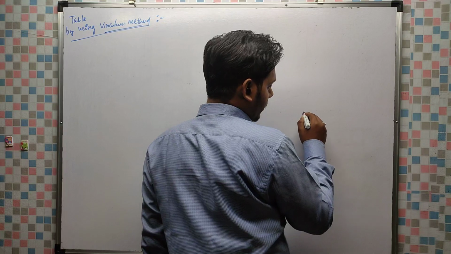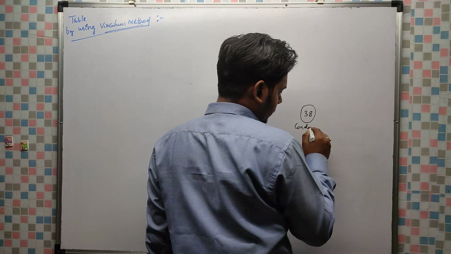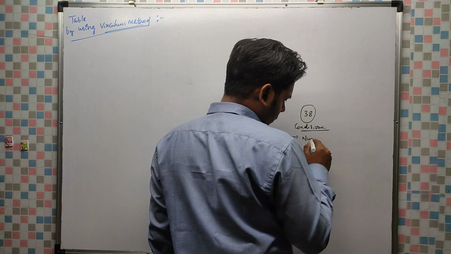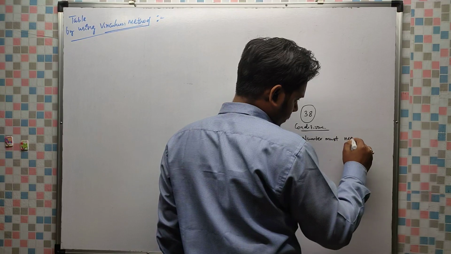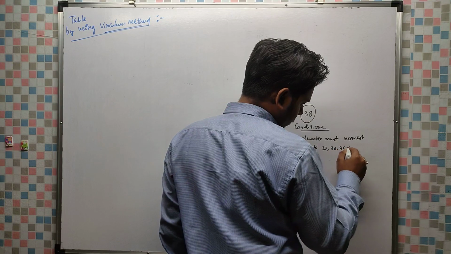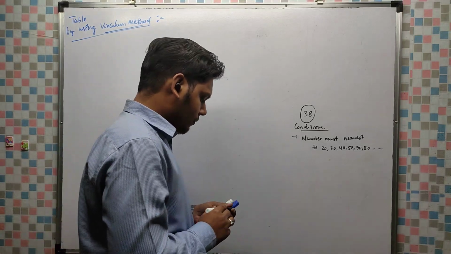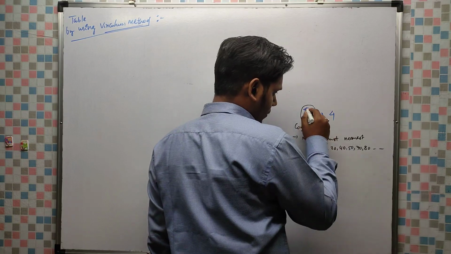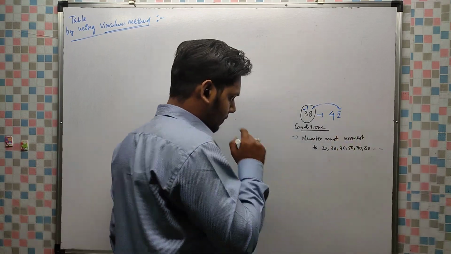Suppose a number is given like 38, and the condition is that the number must be nearest to 20, 30, 40, 50, 70, 80 or like this. Now you can find the vinculum of this number. For 38, the previous digit will be increased by 1, and the complement of 8 is 2, but we need to keep the bar.